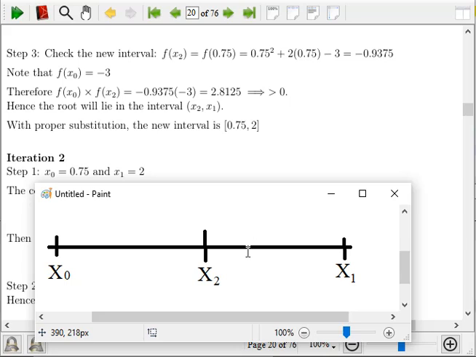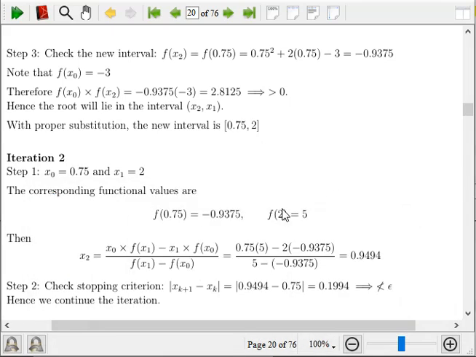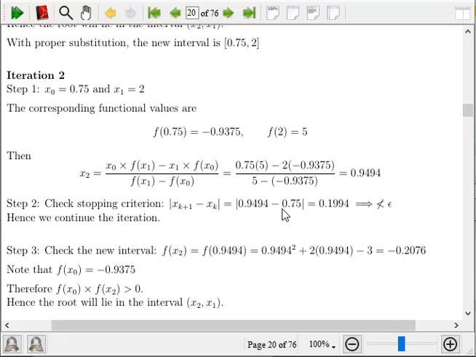Then we are saying, for simplicity, we can use x2 and x1 in our formula. So what we do here is say that our x2 becomes our new x0, and this becomes the new interval, with proper substitution. So x2 becomes the new x0 for the next iteration: 0.75 and 2 for the next iteration. So that is it. So check iteration 2.